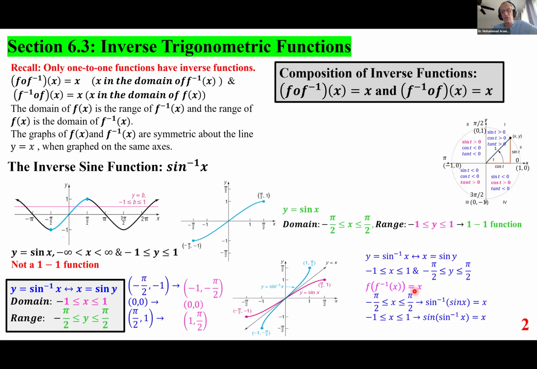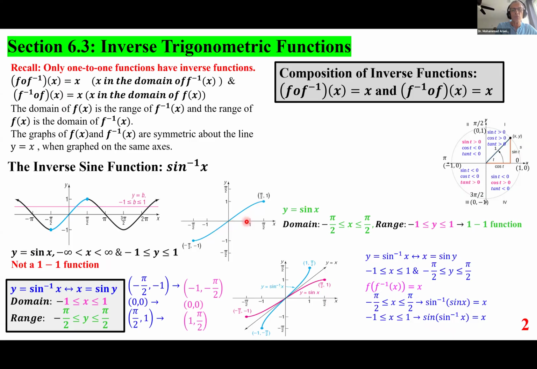f of f inverse of x equals x. x is between negative π/2 and π/2. Sine inverse of sine x equals x. If x is between negative 1 and 1, sine of sine inverse of x equals x, because the domain must belong to the inner function. In this case, the inner function is sine x. In this case, the inner function is sine inverse. So in short, the restriction of the domain, remember the domain is all real numbers for sine.